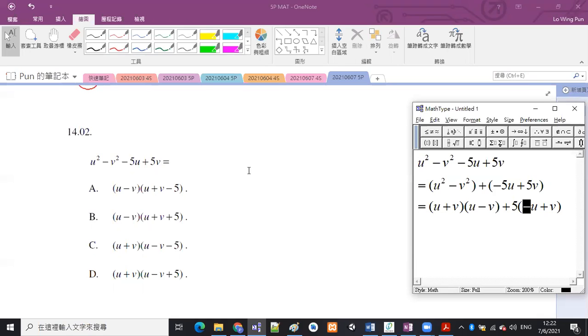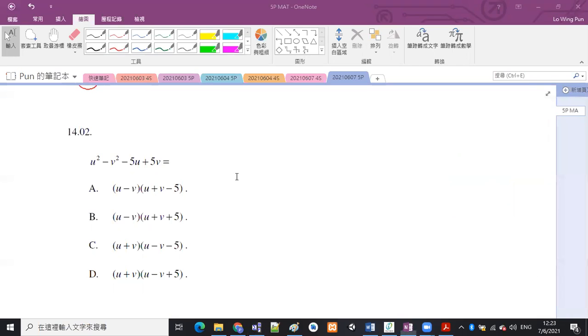But we have minus U plus V, completely opposite. So we do the little step. Okay, take out the negative sign and make them equal. Take out the common factor. What is remaining is U plus V minus 5. Okay, so the answer is option A. That is like this.